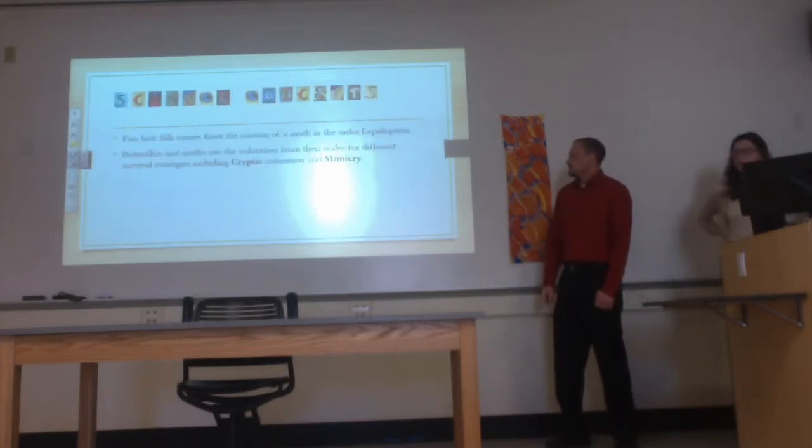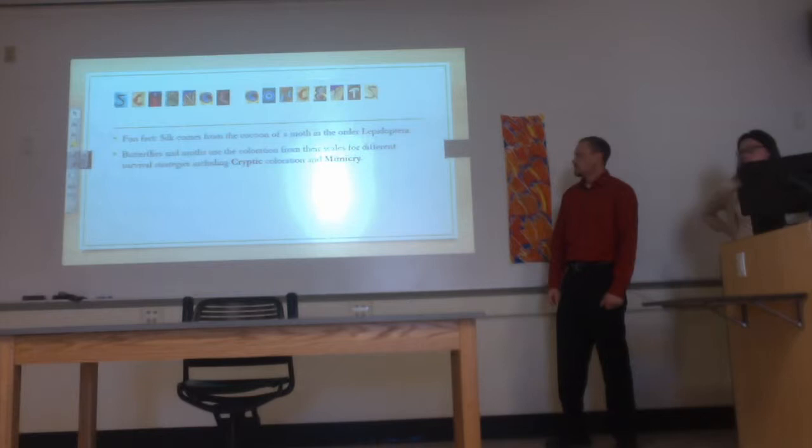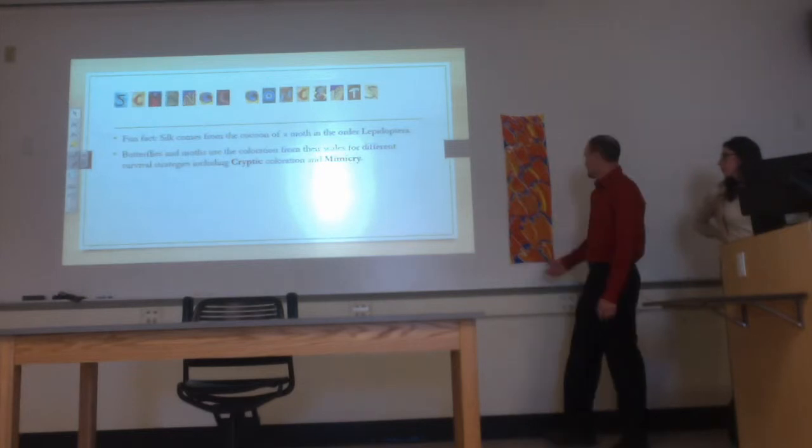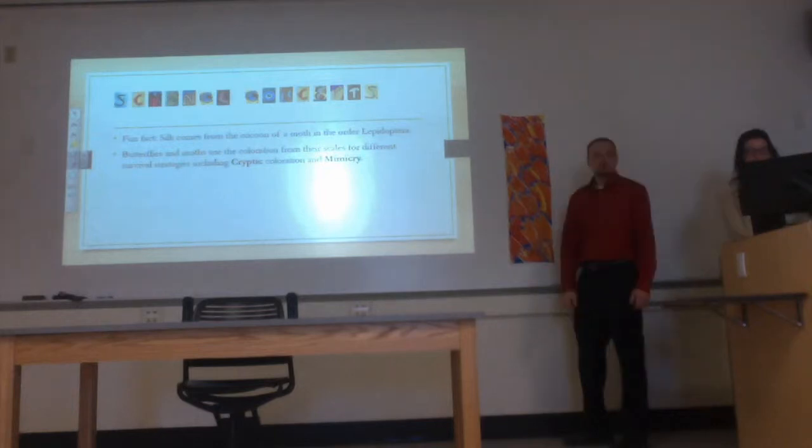Fun fact: silk comes from the cocoon of a moth, which is also in the order Lepidoptera, and they have scales on their wings as well. You could also connect this in science concepts to mimicry and cryptic coloration, because butterflies use their scales as their color. For cryptic coloration, some butterflies hide themselves, make themselves look like trees, and that's all because of their scales. There are also butterflies that mimic other butterflies, because some butterflies are poisonous or at least toxic, so other creatures do not want to eat them.